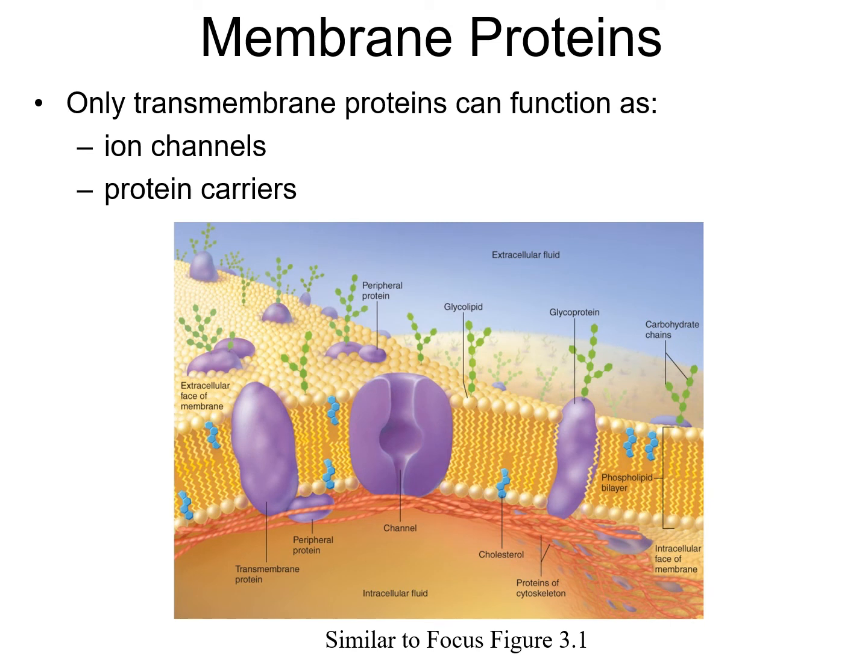Before ending our discussion on the functions of membrane proteins, I just want to note that both transmembrane proteins and peripheral proteins can act as receptors, enzymes, participate in cell-to-cell recognition, attach to the extracellular matrix and the cytoskeleton, as well as participate in cell-to-cell joining. However, only transmembrane proteins can serve as ion channels and protein carriers because, of course, they have to span the entire width of the plasma membrane.